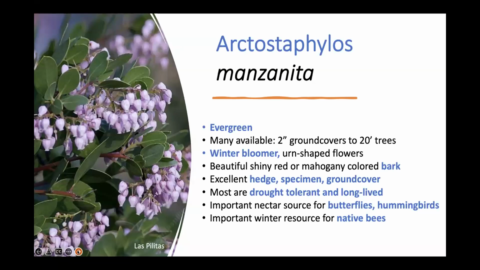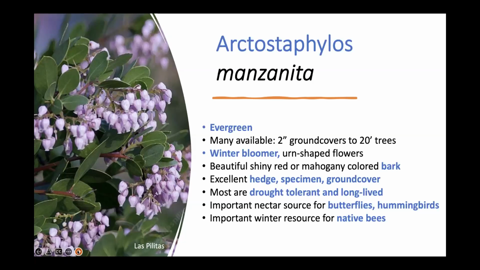Then all the Arctostaphylos, these are our Manzanitas. Very, very important native plants. They're evergreen. Here again, they come in everything from 2-inch ground covers to 20-foot trees. They bloom in winter, and that is why they are an incredibly important nectar source for butterflies, hummingbirds, and especially our native bees. It's the first plant they go to forage. So it's very important. If we lose our Manzanitas, many native bees are going to have a very difficult time. Most are drought tolerant and long lived.